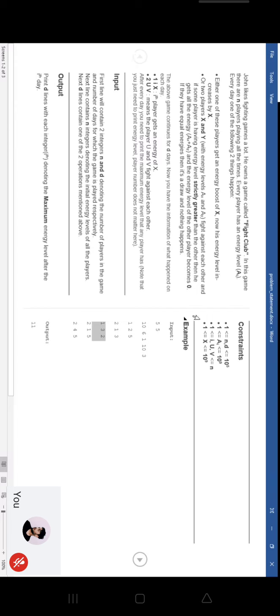Sir, I have understood operation number 2, but can you please once explain operation number 1? How are they comparing the energy level? I mean, 2 and 5. It indicates the player number 2 and 5, right? You are talking about the first day operation.